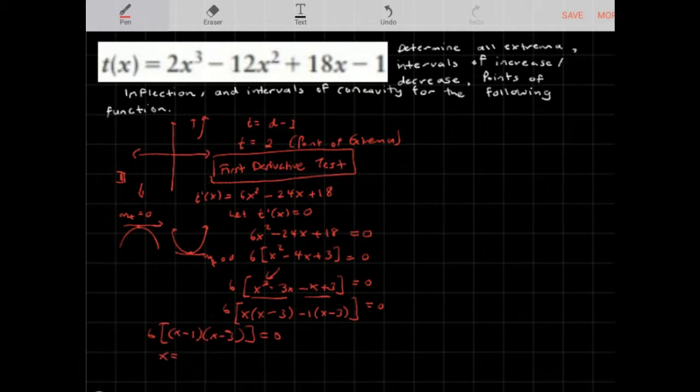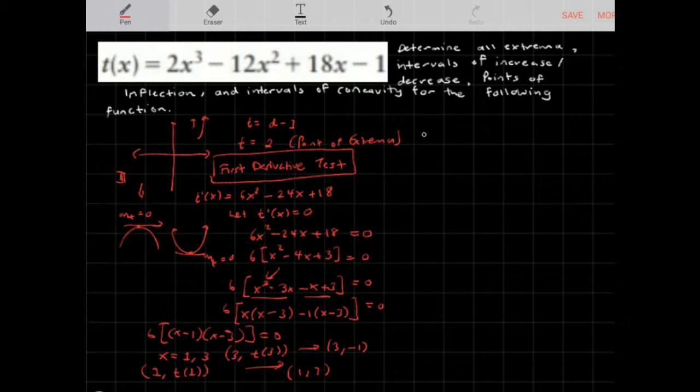Okay, so having said that, this is basically our factored form of our derivative function, and you can notice here that x is equal to 1 and 3 will represent our critical numbers, or the x values of our extrema, right? To find the y value, you just plug it into your original function. So your points of extrema should be 1 and t of 1, and 3 and t of 3. Okay, so you plug it back into your original function, and those equivalent points are going to be 7 and negative 1. So we have 3 and negative 1.